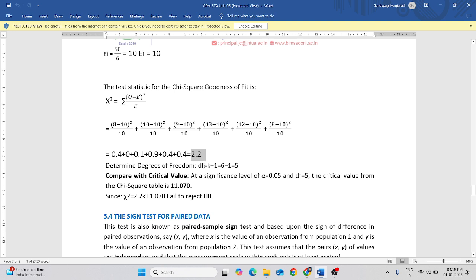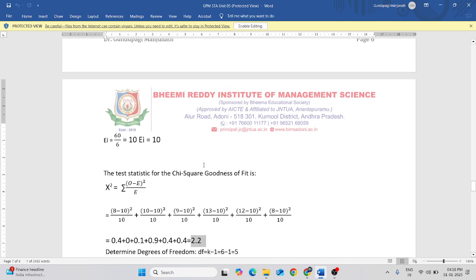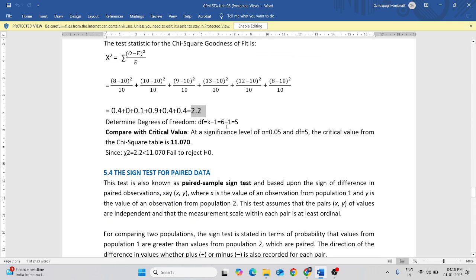After simplification we have 2.2. The degree of freedom is k minus 1. Here 6 faces are there, so taking k as the number of faces minus 1, that will be 5. And again, as before, if the chi-square value is greater than the critical value, then reject the null hypothesis. Here we fail to reject the null hypothesis, that means we are accepting the null hypothesis.